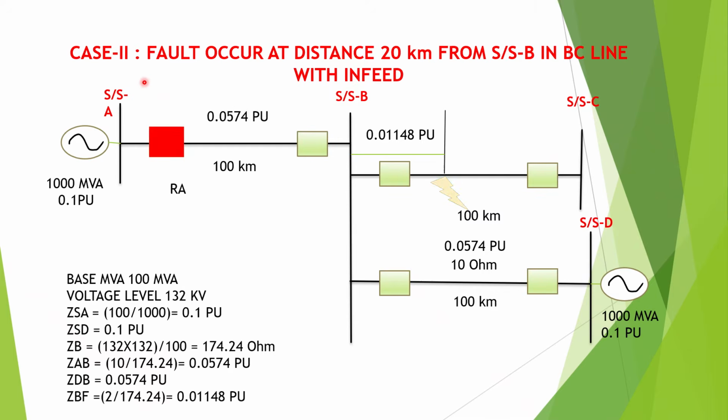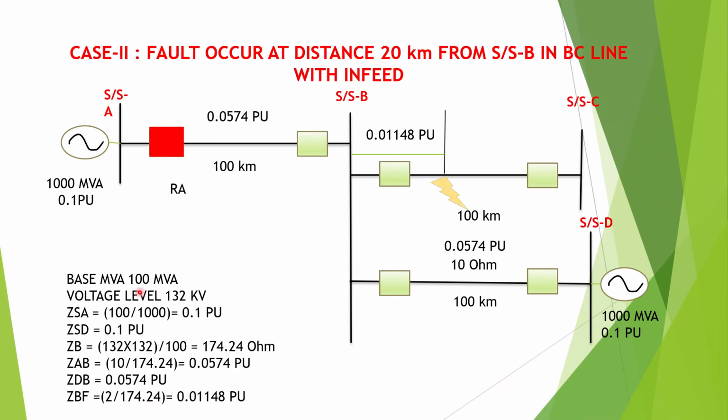Now case 2. Now consider that the fault occurs at a distance of 20 kilometer, that is the same distance from the substation B end, and line BC exists with the same infeed. The source fault MVA at the substation D end is 1000 MVA, which is equal to the fault MVA at the substation A end. Okay. So in this case, we'll calculate the infeed effect on the distance relay reach.